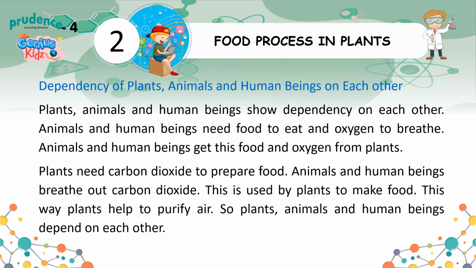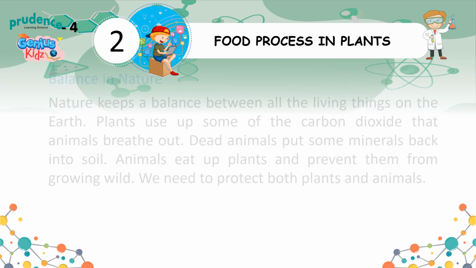Dependency of plants, animals and human beings on each other. Plants, animals and human beings show dependency on each other. Animals and human beings need food to eat and oxygen to breathe. Animals and human beings get this food and oxygen from plants. Plants need carbon dioxide to prepare food. Animals and human beings breathe out carbon dioxide. This is used by plants to make food. This way plants help to purify air. So plants, animals and human beings depend on each other.